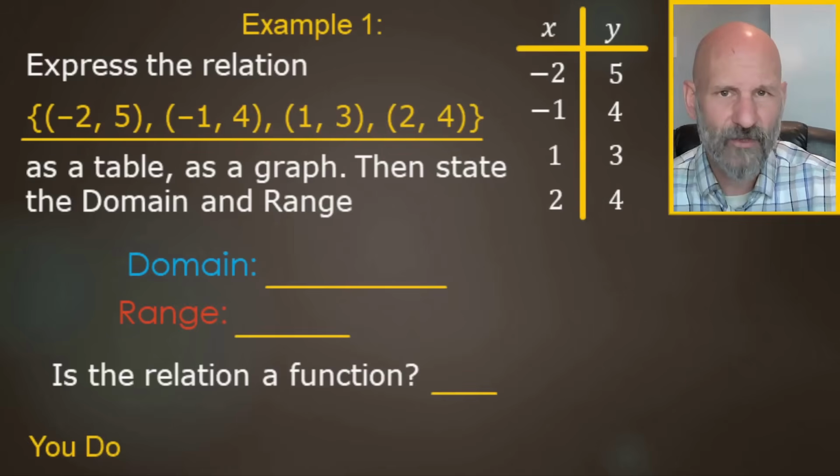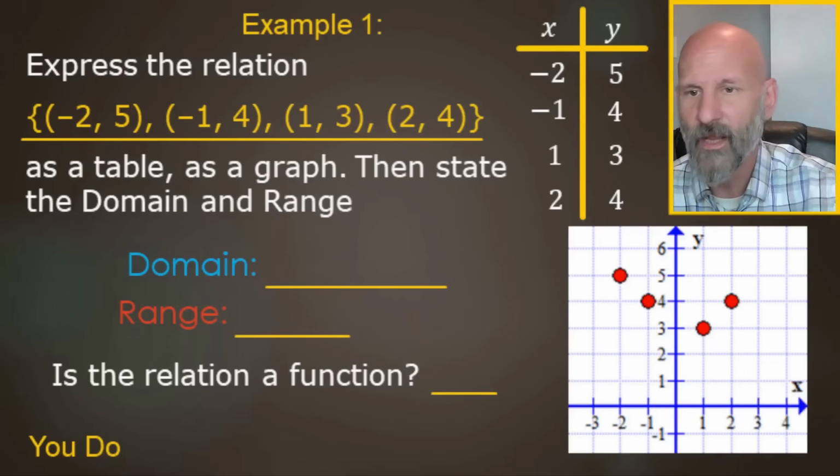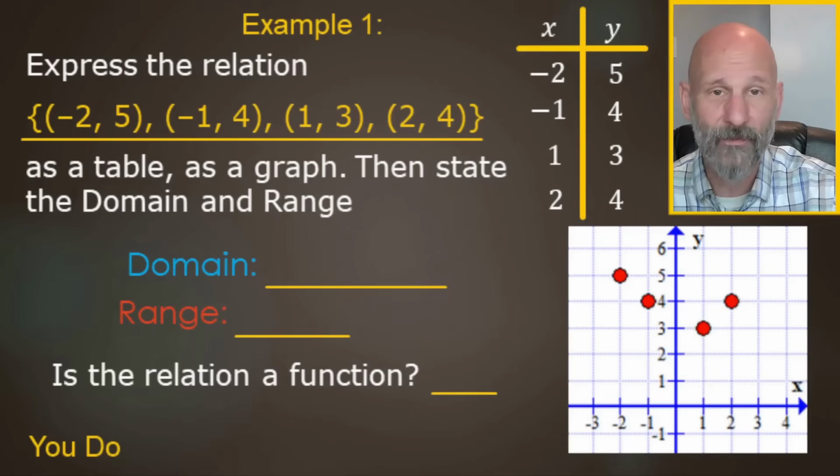Okay, and then as a graph, you're just plotting the points. So you've got your plus on your piece of paper and you're just plotting the points. -2, 5 is there, -1, 4 is there, 1, 3 is right there, and 2, 4 is right there.